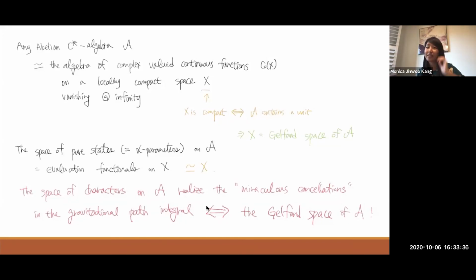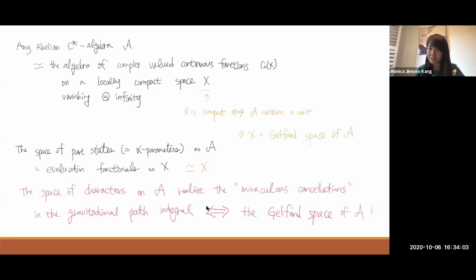In fact, I'll give in the later examples how you can analyze this and determine what will be possible X that one can guarantee from the given situations of baby universe. And the space of this pure state, which is also known as alpha parameters on this algebra, is exactly evaluation functionals on this compact space, as I was saying earlier. And mathematically, this is isomorphic to the compact space itself.